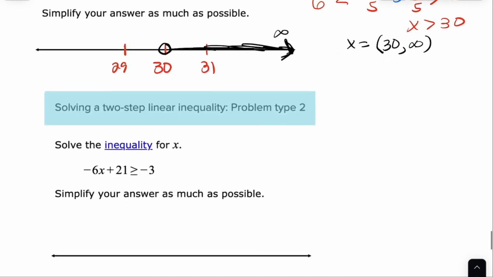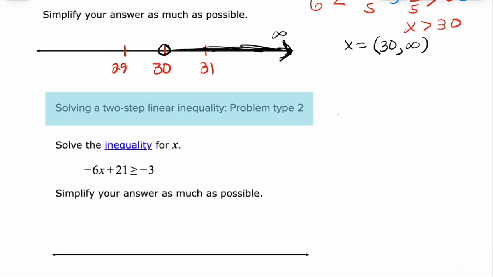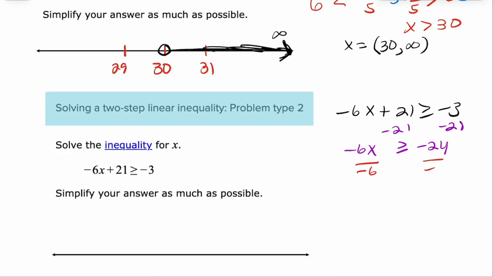So let's do one more like this. So let me write it over here. It says to solve and simplify your answer as much as possible. So we're going to solve it for x. We're going to subtract 21 from both sides. Subtraction doesn't change our symbol. We're going to divide through by -6. Now division or multiplication by a negative switches our symbol.